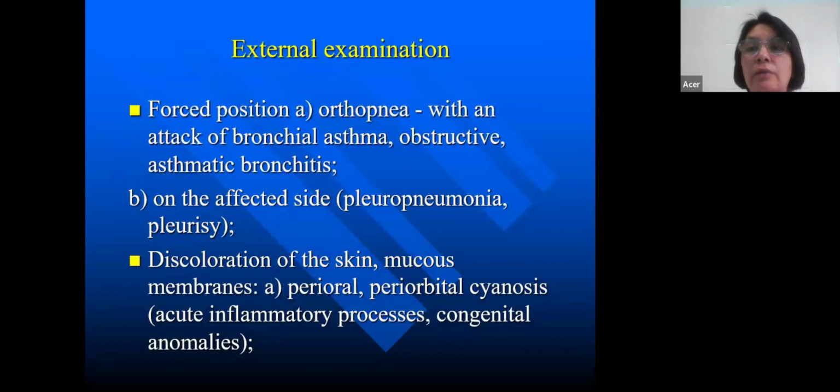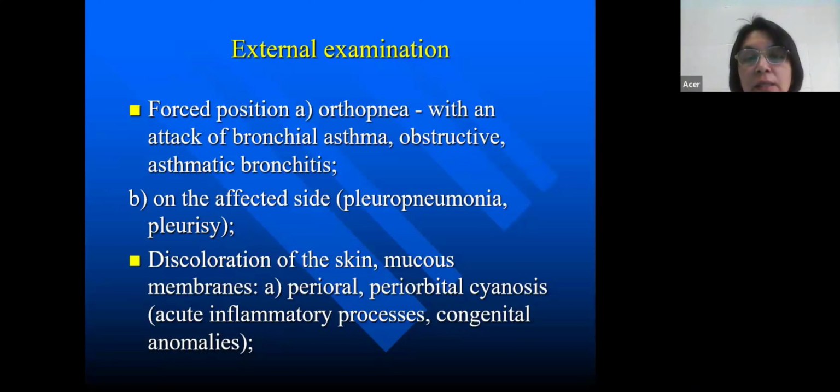External examination. You can check the position of children with respiratory tract diseases. Forced position, like orthopnea, in a patient with an attack of bronchial asthma, obstructive bronchitis, and asthmatic bronchitis. Position on the affected side, you can observe in a patient with lobar pneumonia and pleurisy.